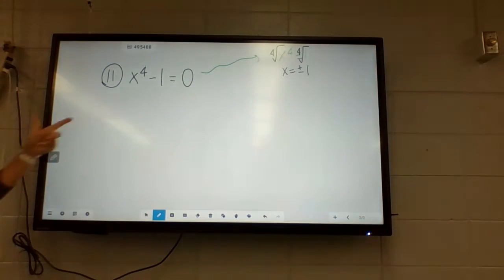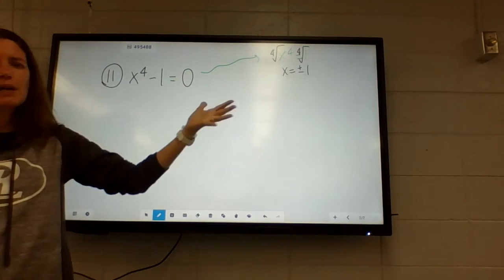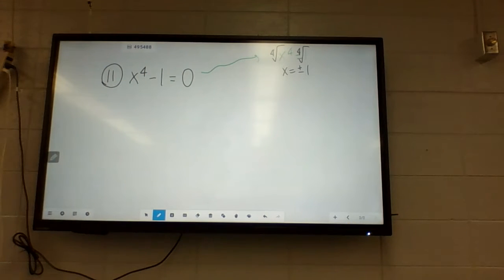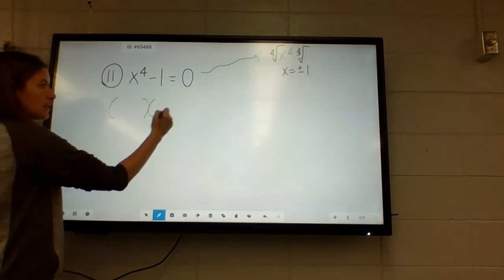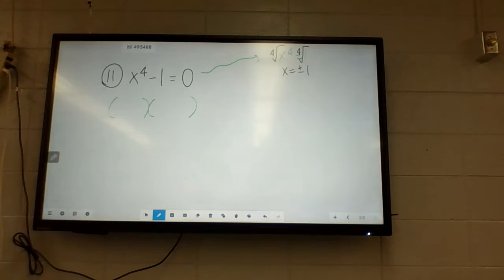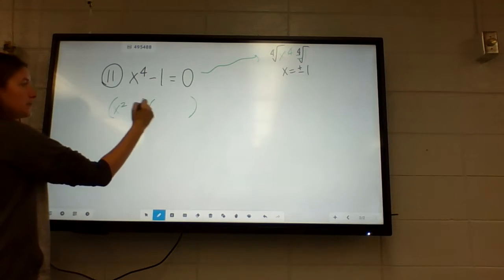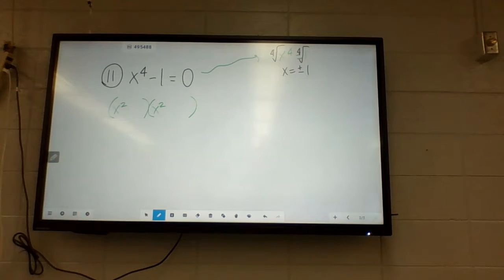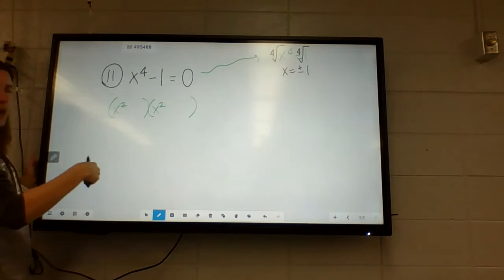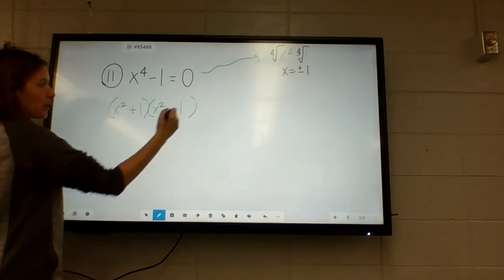However, since this is the 4th power, this is kind of a tricky one. It seems like you should be able to do that, but since there's a 4th power, and we know we can find imaginary zeros, there should be 4 answers, not just 2. So that makes me think I have to try something different. So x to the 4th minus 1 is really a difference of squares. Again, because I want more than just 2 answers. So I want to multiply to get 1, add to get 0, so plus 1 minus 1.